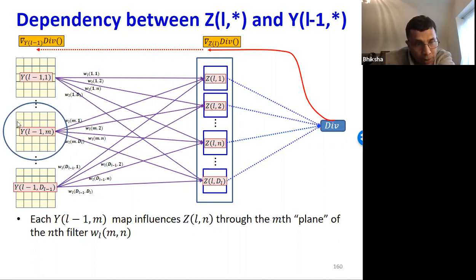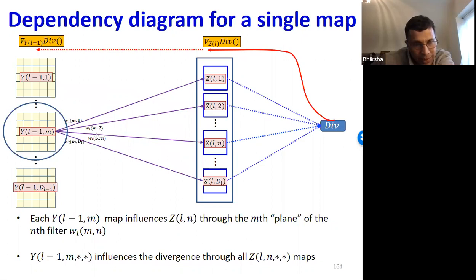But then, how does this one map, the mth map in the L-1th layer, influence the first map in the Lth layer? That's through filter M1. The way it influences the second map is through filter M2. The way it influences the nth map is through filter Mn. So you'd have to focus on these guys to figure out how this map influences all of these z's, and then chart the dependencies out into the divergence in order to compute the derivative.